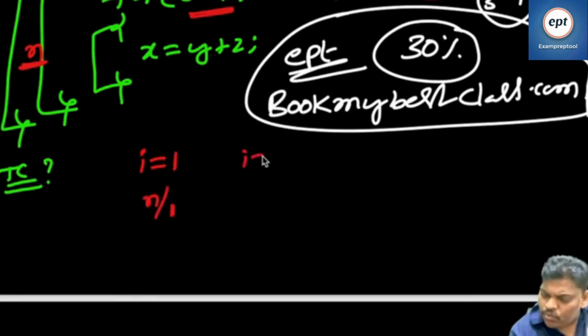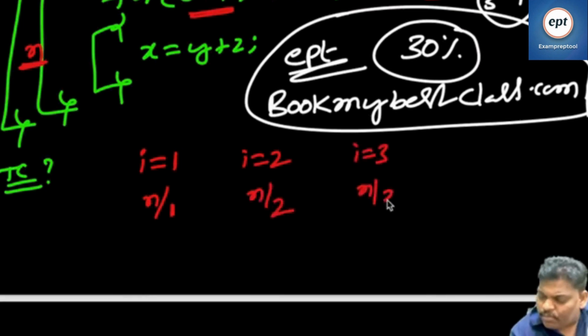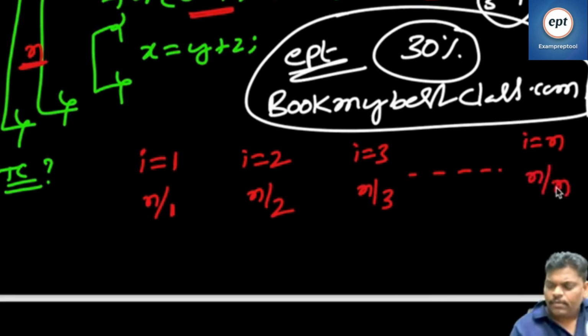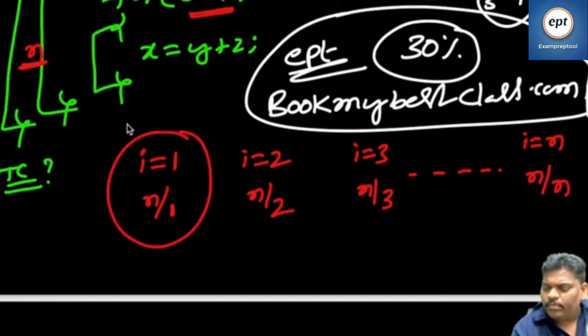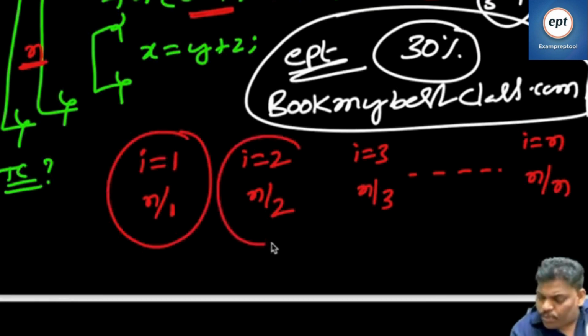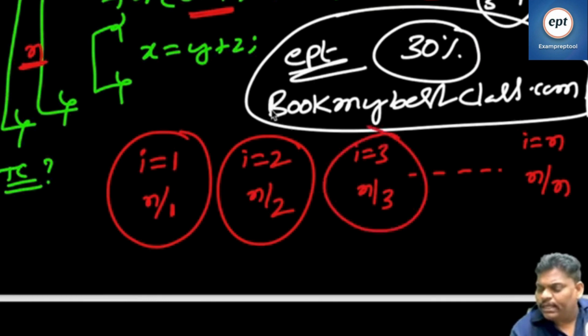I is equal to 2, the j loop is running n by 2 times. I is equal to 3, the j loop is going on n by 3 times. And so on. The i loop goes up to the value n, where the j loop is going on n by n times. I is equal to 1, j loop is n by 1 time. I is equal to 2, n by 2 times. I is equal to 3, n by 3 times. I is equal to n, j loop is n by n times.